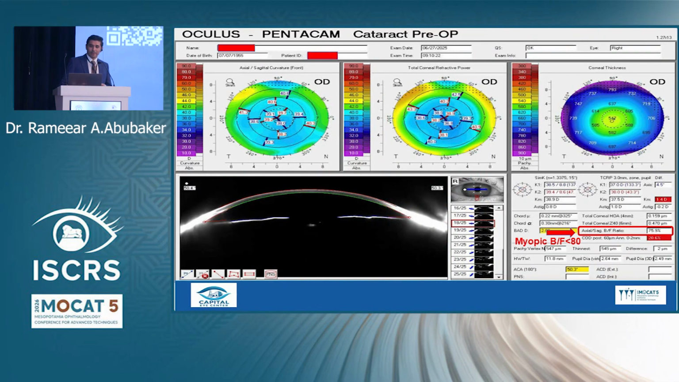Looking at the cataract pre-op, if you look at the myopic axial sagittal back front ratio, in myopic ablation, this ratio will be less than 80.